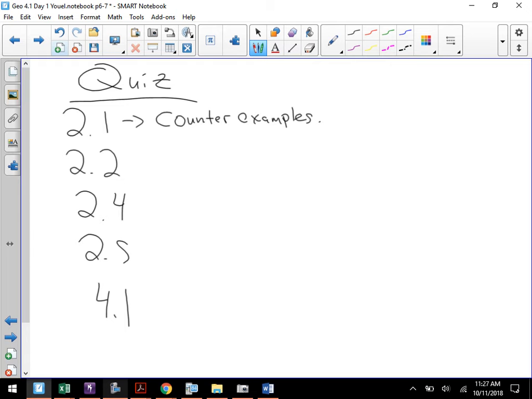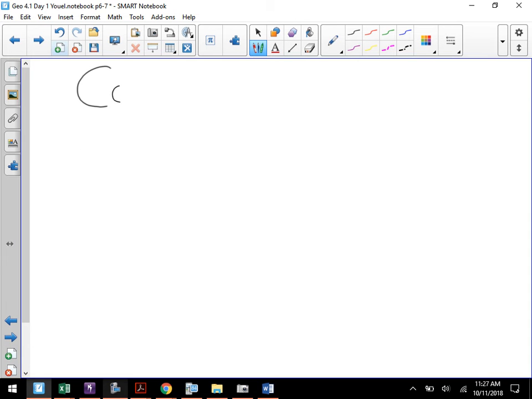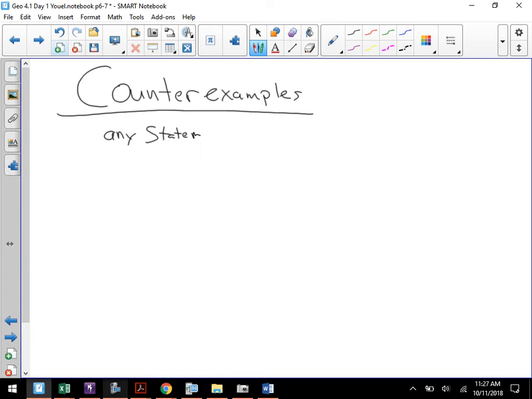Counterexample. What's a counterexample? What do you got? Perfect. A counterexample is any statement that negates what you're saying. And I like how you said it. A counterexample is any example or statement that disproves a hypothesis, if you will.